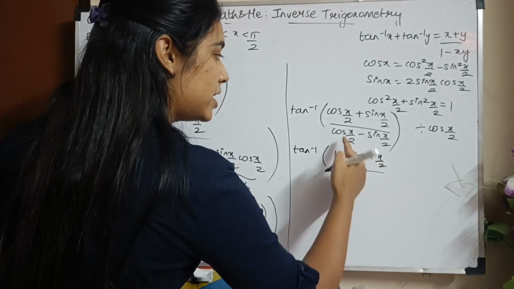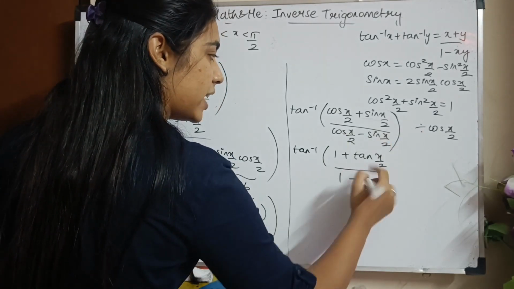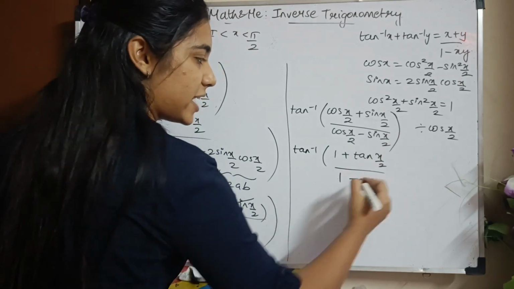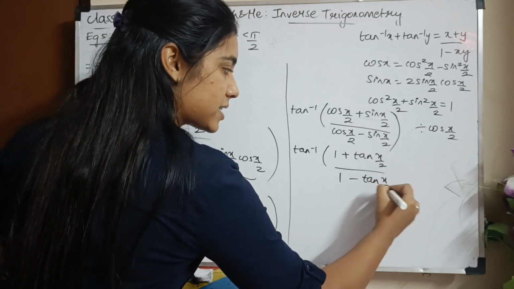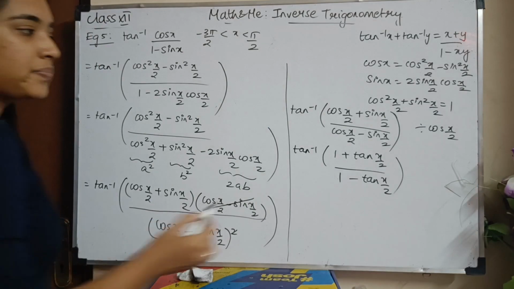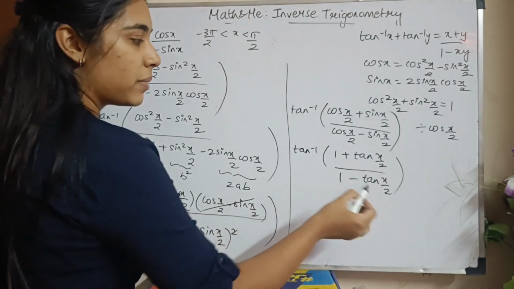The whole divided by cos x by 2 by cos x by 2 is 1 again, minus sin x by 2 by sin x by 2 is going to be tan x divided by 2. So it is 1 plus tan x by 2, 1 minus tan x by 2.